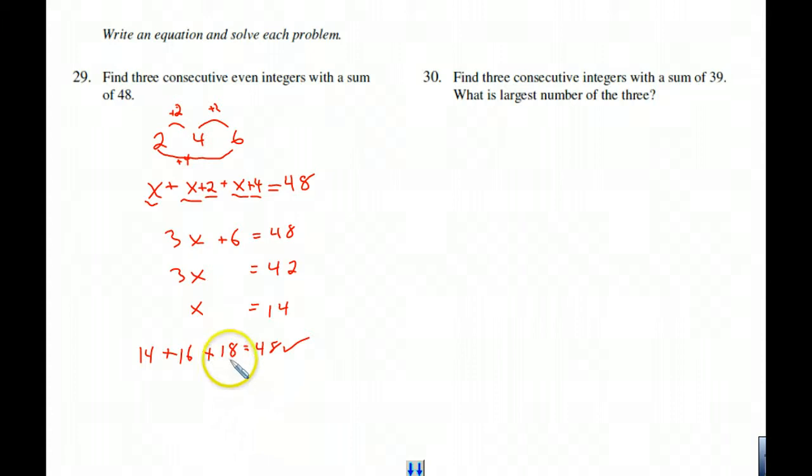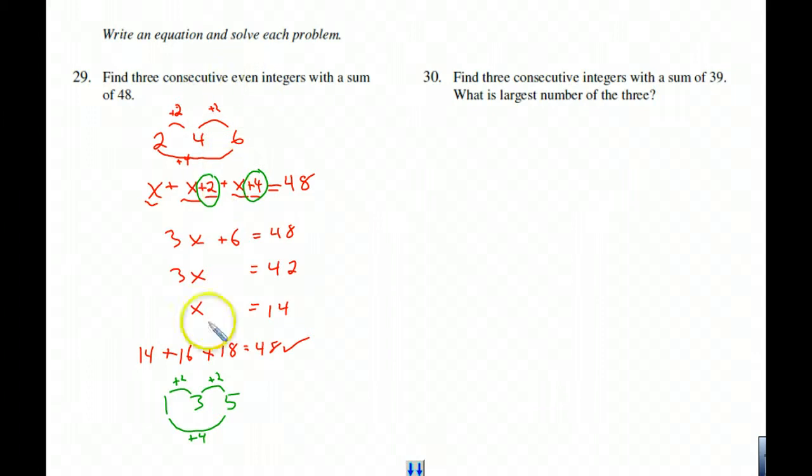So we're good. If this said consecutive odd integers, we'd have the exact same equation because odd integers are also 2 apart. So remember that the plus 2 and the plus 4 are not because it's even, it's because both even and odd numbers are 2 apart. If I did 1, 3, and 5, see these are also 2 apart, and the first to the third would also be 4 apart. So we'd still get the same expressions, whether it's even or odd.